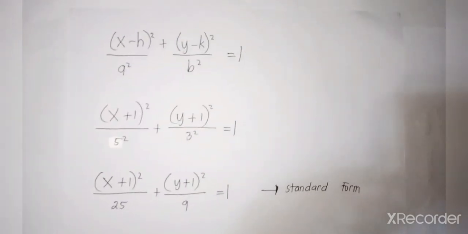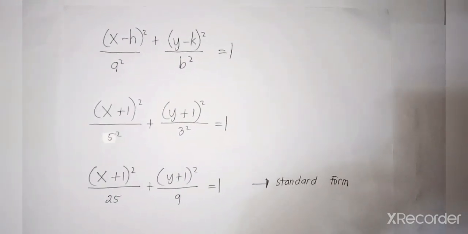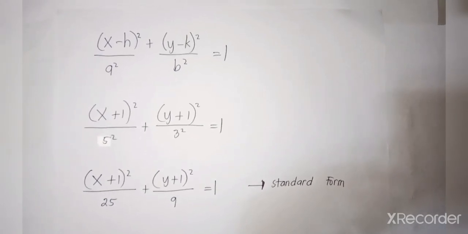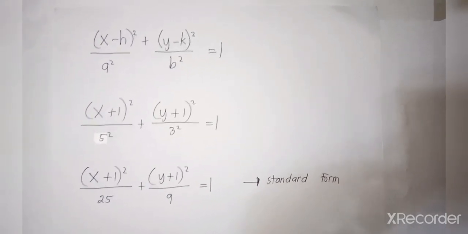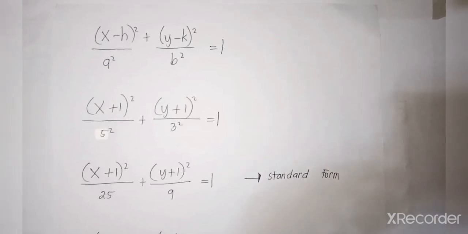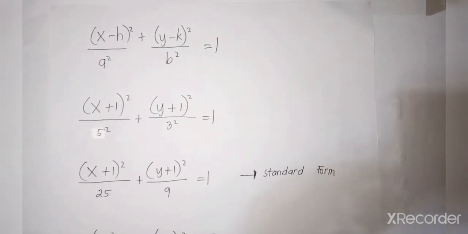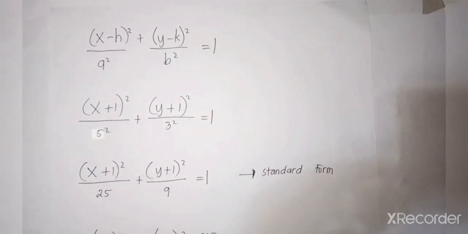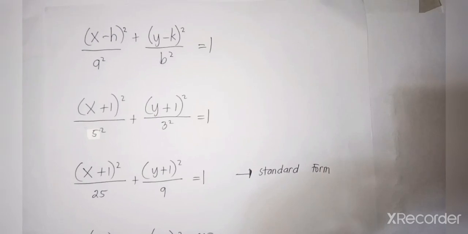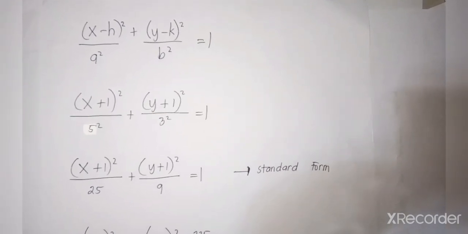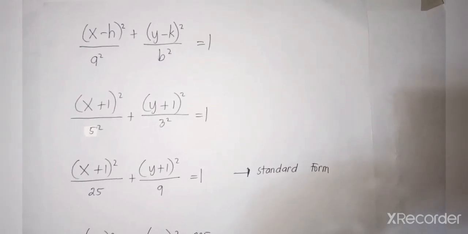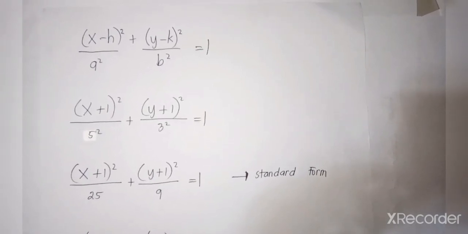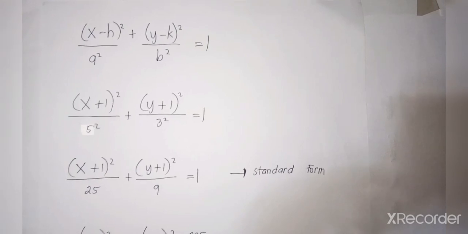The equation is the quantity of x minus h squared over a squared plus the quantity of y minus k squared over b squared is equal to 1. Now let's substitute the given values. The quantity of x plus 1 squared over 5 squared plus the quantity of y plus 1 squared over 3 squared is equal to 1. The quantity of x plus 1 squared over 25 plus the quantity of y plus 1 squared over 9 is equal to 1. That will be the standard form.